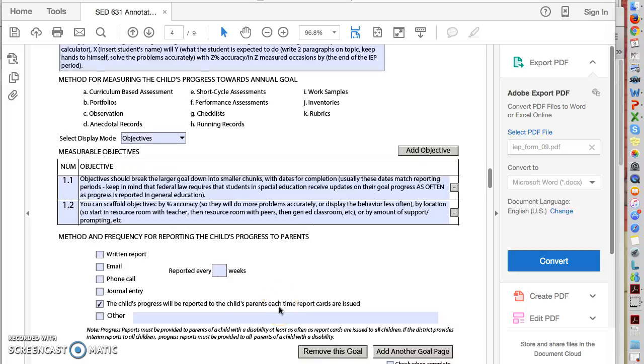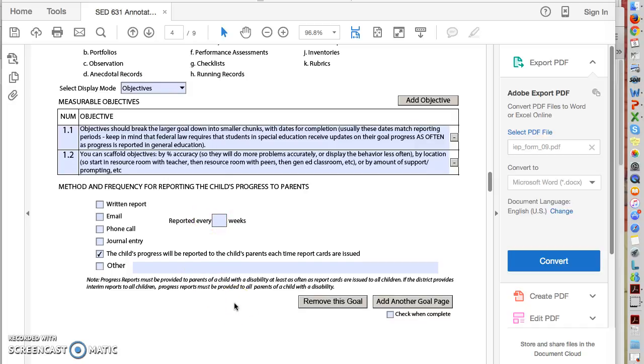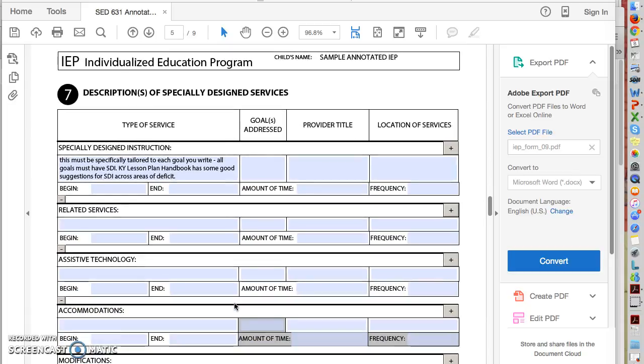So we're going to pick up where we left off, talking about making sure that we send home progress as often as it's reported in the general education setting. And we're going to move on to section 7. When you're talking about specially designed instruction, we're going to look at a resource that has some great information.